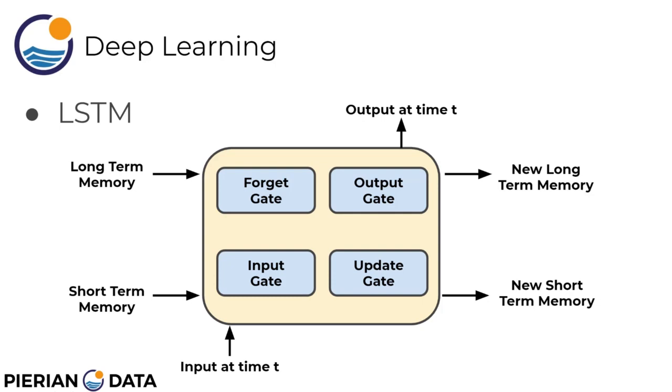As you can imagine, and we'll go over this in more detail later on, the forget gate will decide what to forget from the previous memory units. The input gate will decide what to actually accept into the neuron, and then the update gate will update the memories, and then the output gate will actually output the new long-term memory.